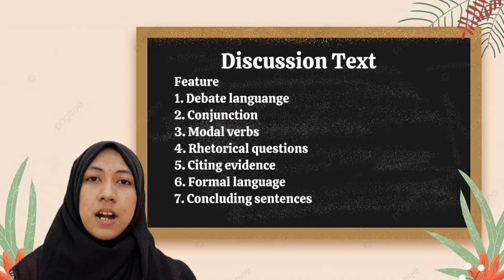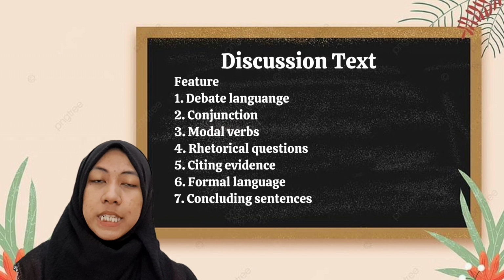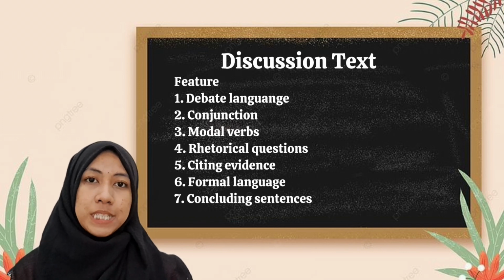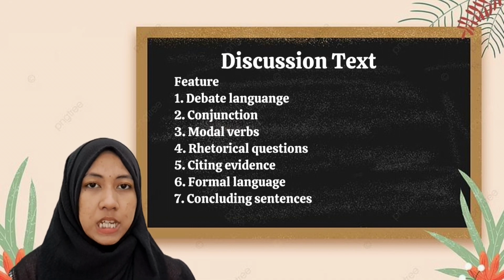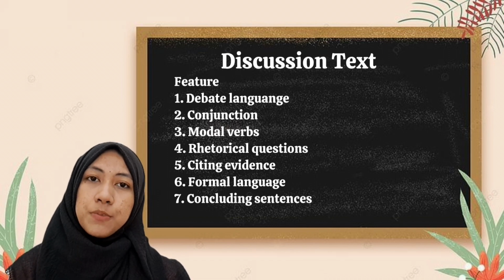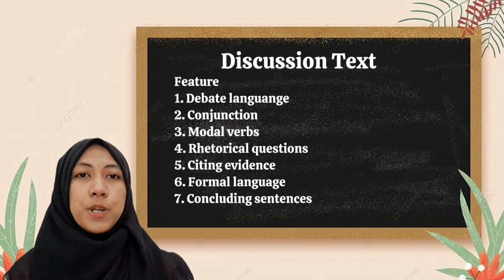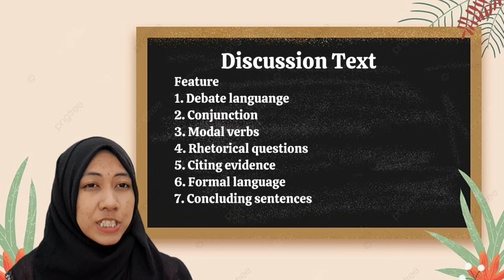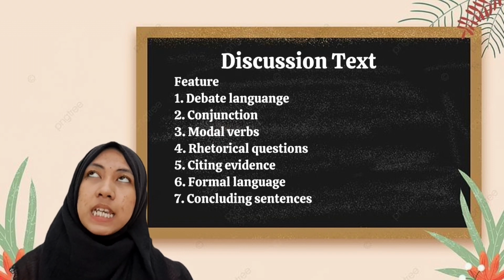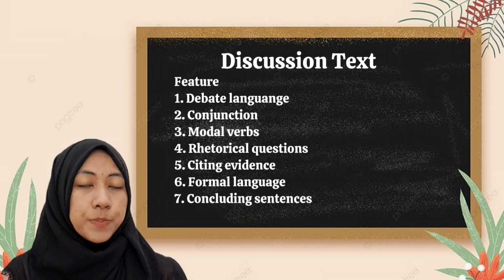And then there are modal verbs. Modal verbs like should, must, and could are often used to express opinions and recommendations. And then rhetorical questions. The use of rhetorical questions to engage the reader and provoke thought, such as, have you ever considered? This is always found in a discussion text. And then citing evidence refers to facts, statistics, expert opinions, or examples to support the various arguments presented.